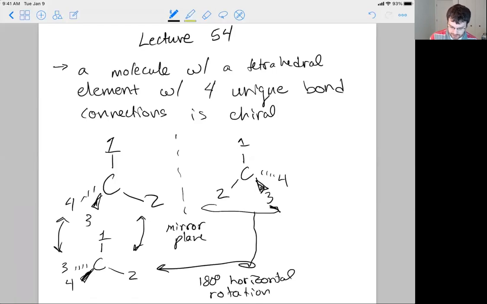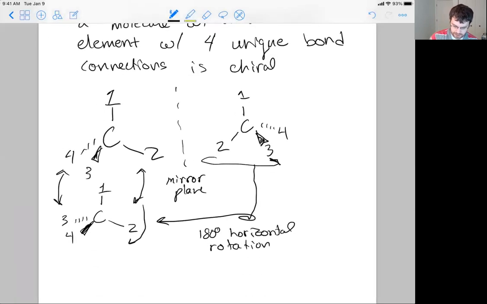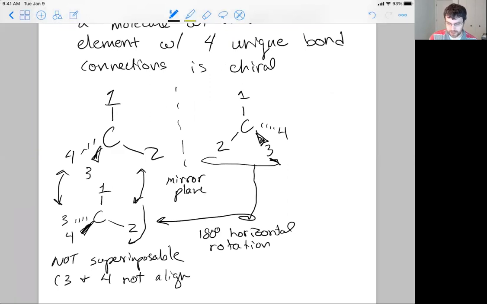Now what I want you to see is that if I tried to merge these on top of each other, I would say they're not superimposable, because as I merge the molecules through each other, the 3 and the 4 do not line up. And I could rotate the molecule around if I wanted to get the 3 and the 4 to line up, but then the 1 and the 2 would not line up. So it's a trade-off as to what you're going to gain or lose, but the idea is that as it stands, the molecule can never be superimposed onto its mirror image.